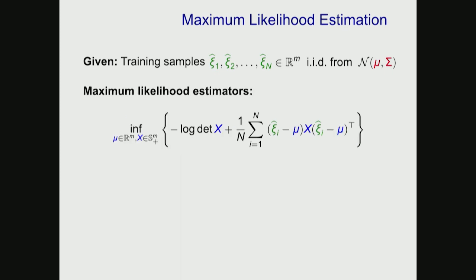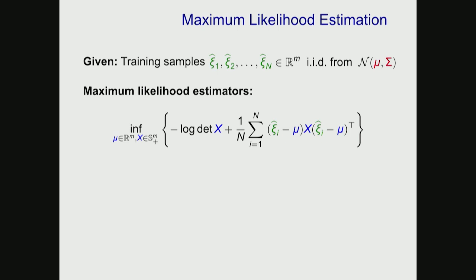So instead, we could try to solve a maximum likelihood estimation problem over all candidate mean vectors mu and candidate precision matrices X. It is well known that because our distribution is normal, maximizing the log likelihood of the training samples is equivalent to solving this convex minimization problem, which minimizes the negative log det of the precision matrix, and another term which can loosely be interpreted as the inner product of X with the sample covariance matrix.